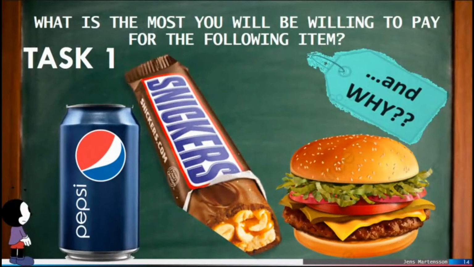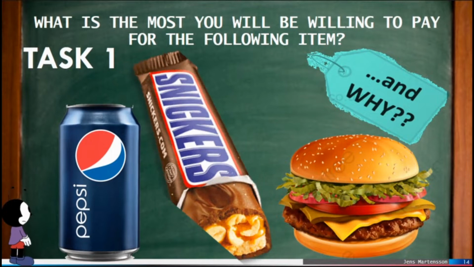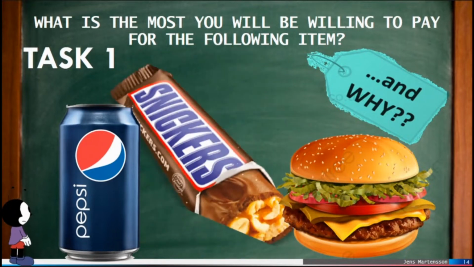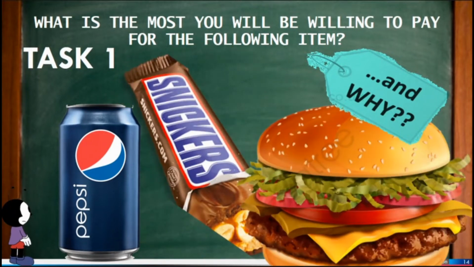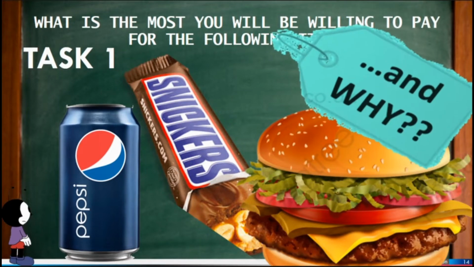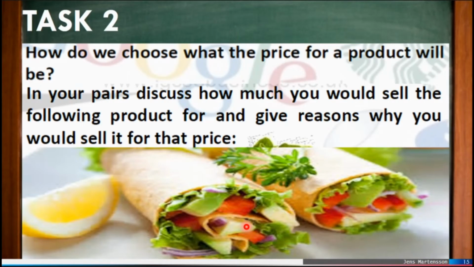Now let's move on to a task. What is the most you will be willing to pay for the following item? There is a Pepsi can, there is Snickers, and there is a burger. So you are not only writing how much you are willing to pay, but also why. Why are you willing to pay that much? That's the question.